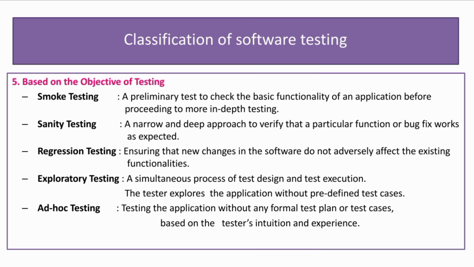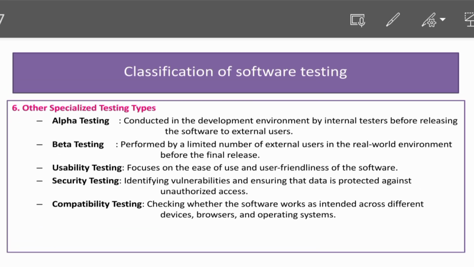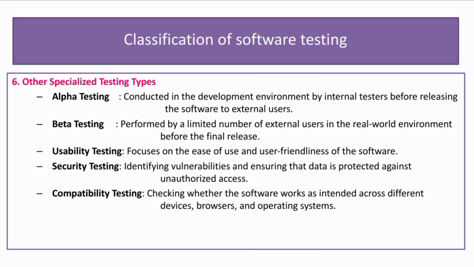The tester is going to test the software based on his expertise in the particular field or particular testing, and he will decide whether the software is working properly or not. That type of testing is called ad hoc testing. There is another type of testing, that is specialized testing. You can consider alpha testing, beta testing, usability testing, security testing, and compatibility testing.